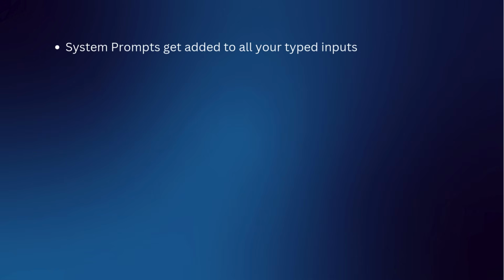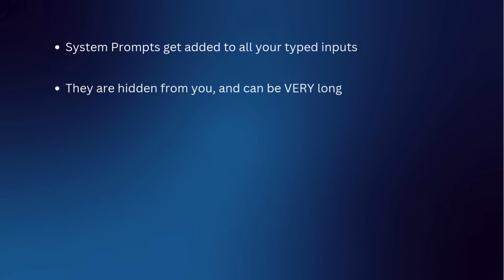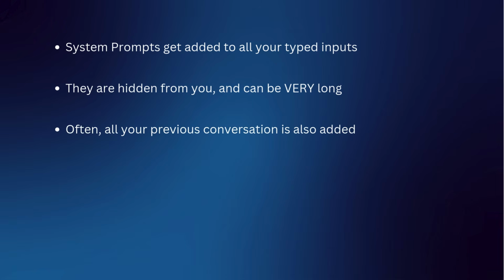So again, the system prompts get added to all of your typed inputs. It doesn't matter if you're using Gemini, ChatGPT, Claude, whatever. It always gets added to your inputs, and these system prompts are hidden from you, and they can be very, very long. And this is how different systems using the same model can get different behaviors out of it. Often also, all of your previous chats and the model responses are added. So the LLM, the large language model, knows all of your previous conversations.